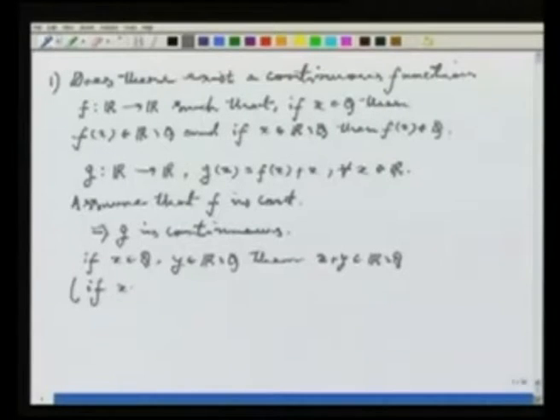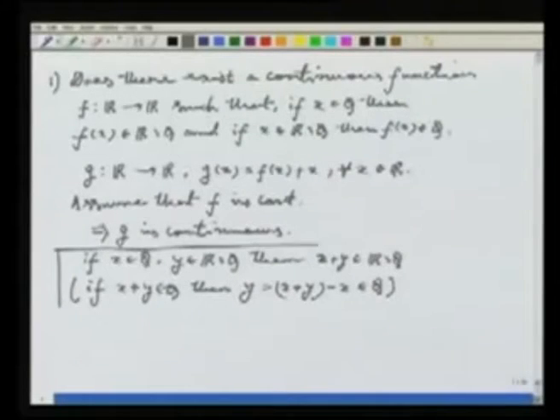So let us write it down. If x plus y belongs to Q, then y equal to x plus y minus x belongs to Q, which is a contradiction, simply because the sum and difference of two rational numbers is a rational number. Okay, so this is the observation. If I use this, then I get that the sum of a rational number and an irrational number is always an irrational number. So this I am going to use in my arguments.